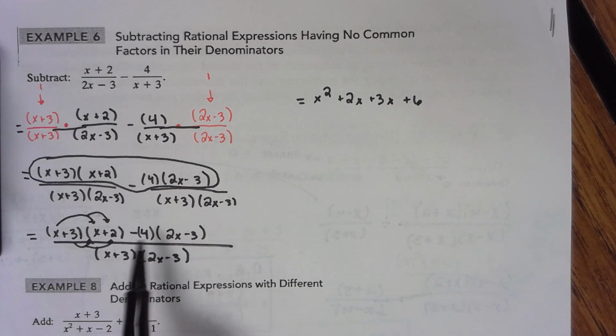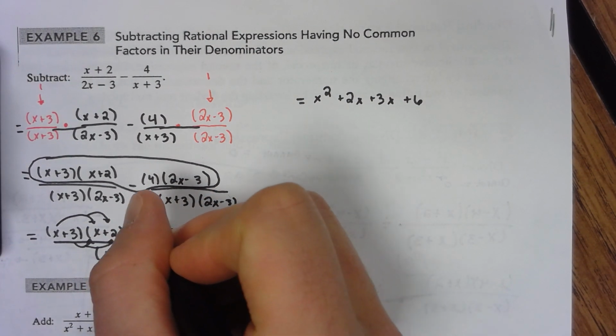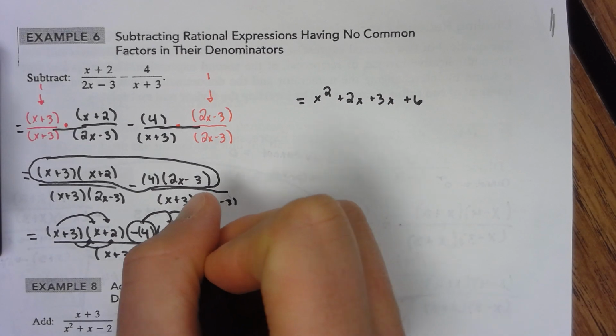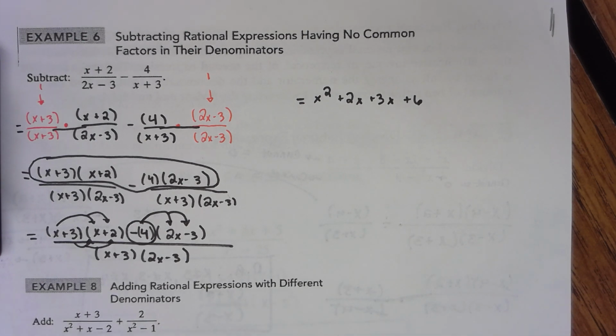From the second expression, we have this minus 4 times 2x minus 3. I would highly recommend distributing this 4 as a negative. In fact, anytime you're subtracting expressions, distributing that negative makes the rest of the work so much easier because now I'm just combining like terms. I don't need to think about the subtraction. So anytime we are seeing subtracting, just distribute the negative.